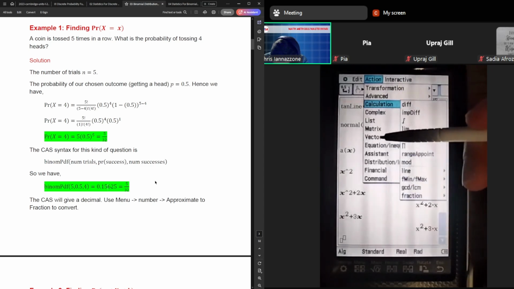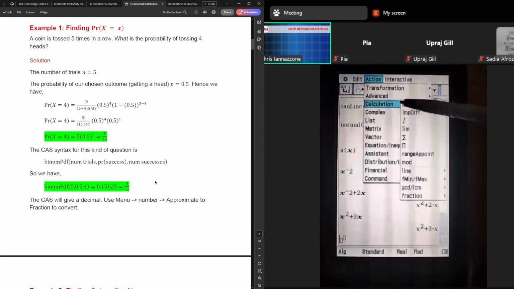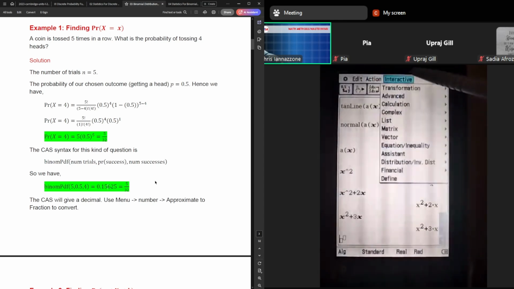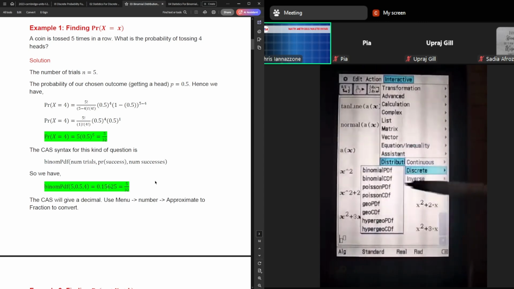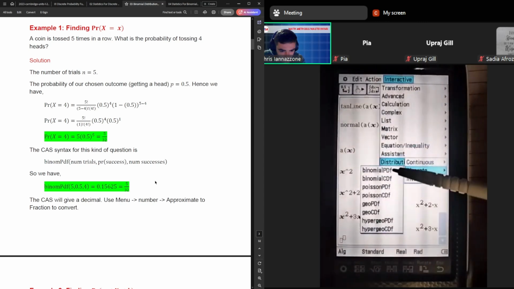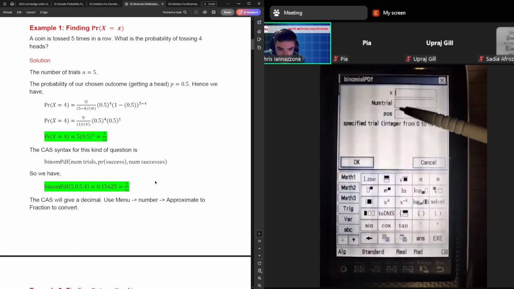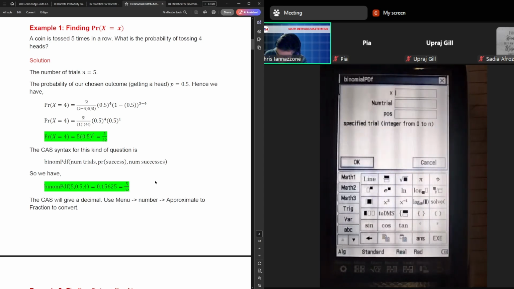Yep, this is the part of the lesson where I try to remember where everything is. Advanced, interactive then. Distribution. Here we go. Discrete, and then binomial PDF. That'll be this one. It's another setup wizard. So they put things in a slightly different order because why would anything be consistent?